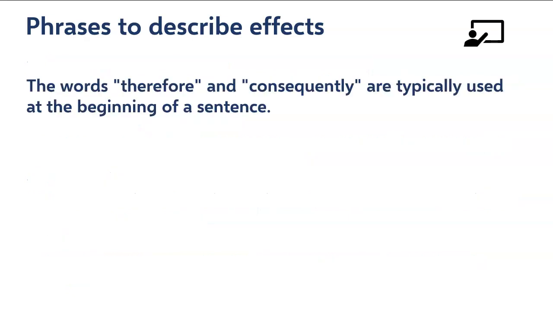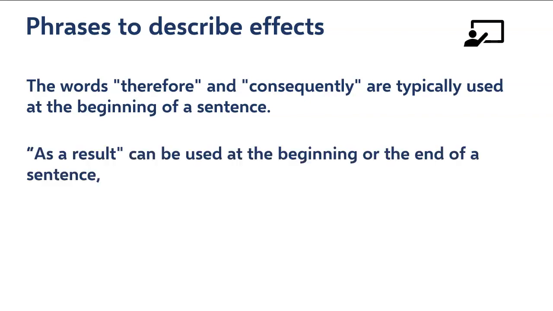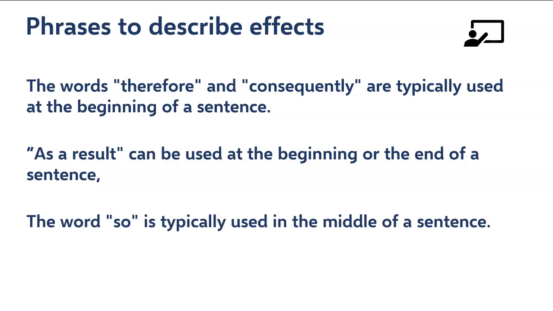Now please remember that the words therefore and consequently are typically used at the beginning of a sentence. As a result can be used at the beginning or the end of a sentence, and the word so is typically used in the middle of a sentence. So these are some of the rules to be followed when you use these words to describe effects.